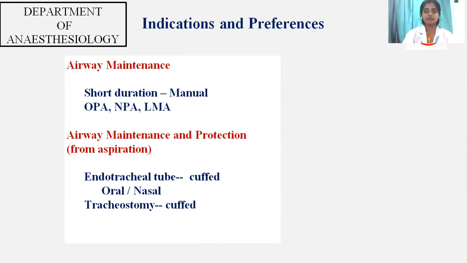Now, what are the indications and preferences? When you want to maintain your airway for a shorter duration, you use oropharyngeal airways, nasopharyngeal airways, laryngeal mask airways, and manual maneuvers, which were shown before, including head tilt, chin lift, and jaw thrust. Airway maintenance and protection we carry out when there is a risk of aspiration. In those circumstances, we use cuffed endotracheal tubes, which you can put in orally or nasally. The second option is tracheostomy, with cuffed tracheostomy tubes.